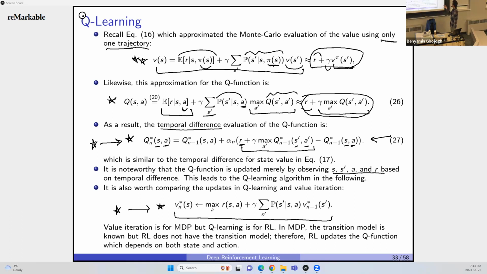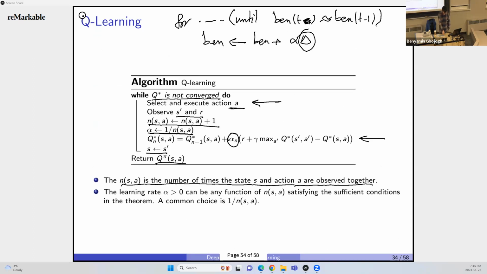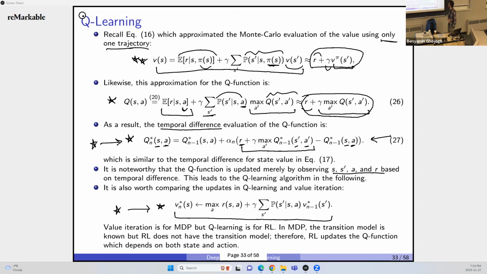So now, I said in Markov decision process we have the transition model. So we are using this. So we have two main algorithms for Markov decision process. One of them was value iteration. One of them was policy iteration. For reinforcement learning, we have two main algorithms. One of them is Q learning. The other one, we'll see that. That is called policy gradient. We'll see that in a few slides, okay?